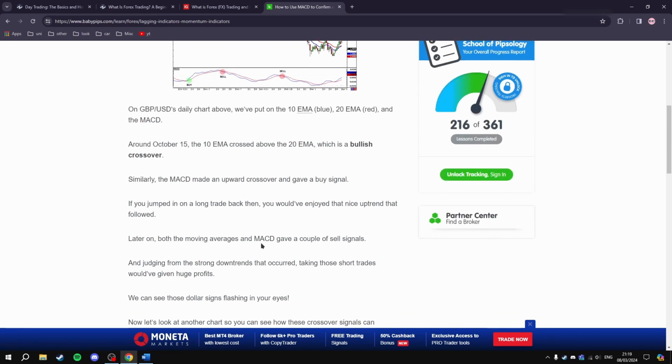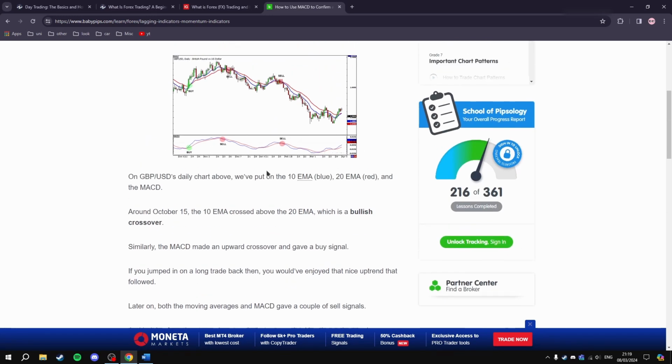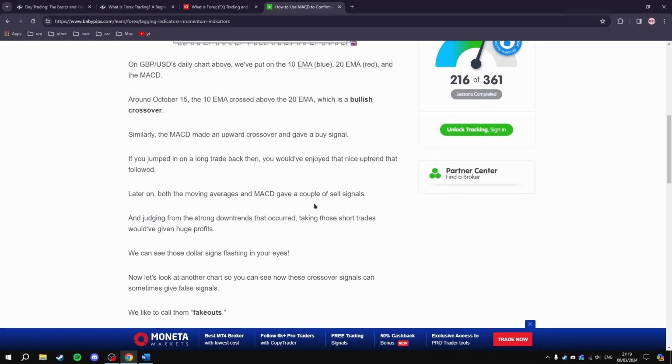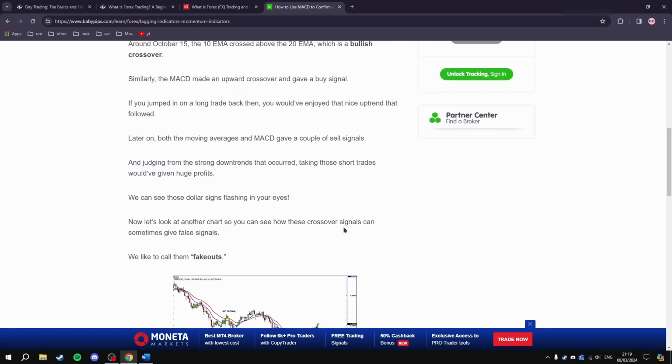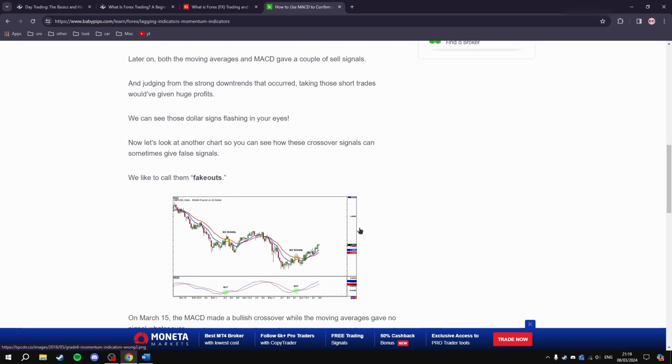Later on, both the moving averages and the MACD gave a couple of sell signals. So we've got a sell here and a sell here, both followed by downtrends. And judging from the strong downtrends that occurred, taking those short trades would have given huge profits. We can see those dollar signs flashing in your eyes.